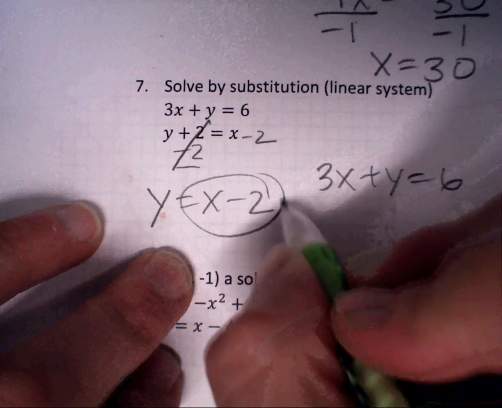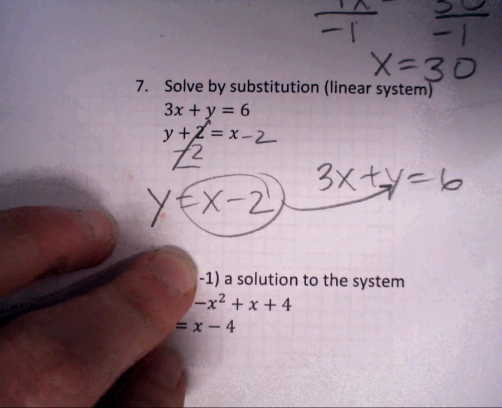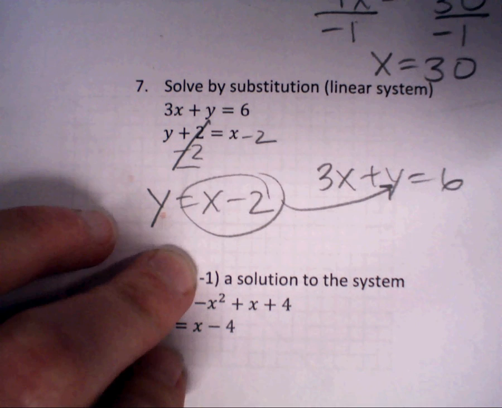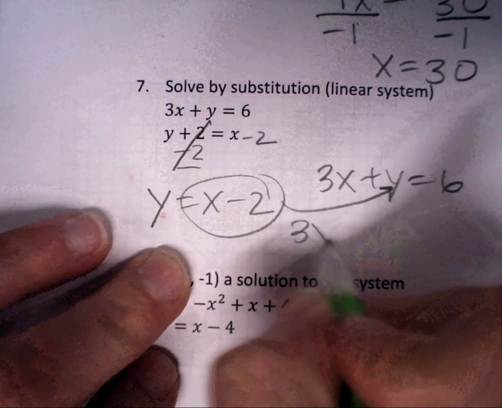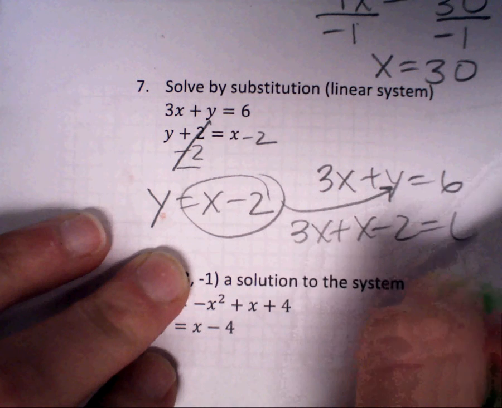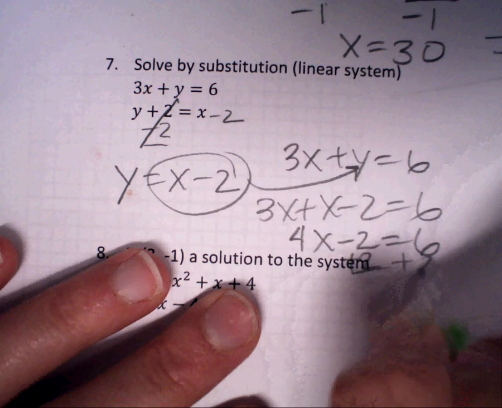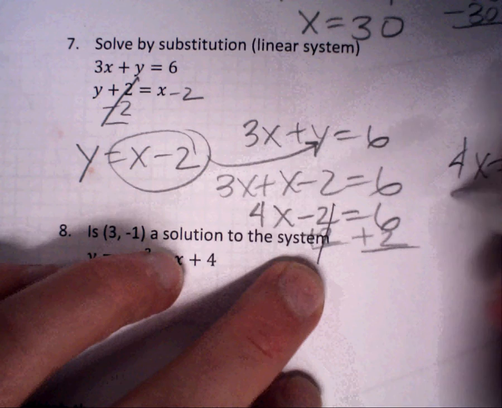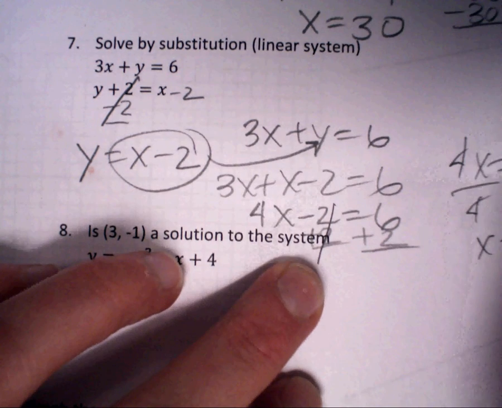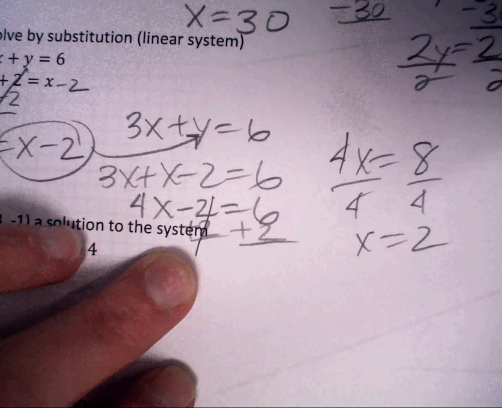So this goes in place of this y right here. And so when I plug that in, I get 3x plus x minus 2 equals 6. 4x, you combine your x's, minus 2 equals 6. If I add 2 to get that x by itself, 4x equals 8, x equals 2.